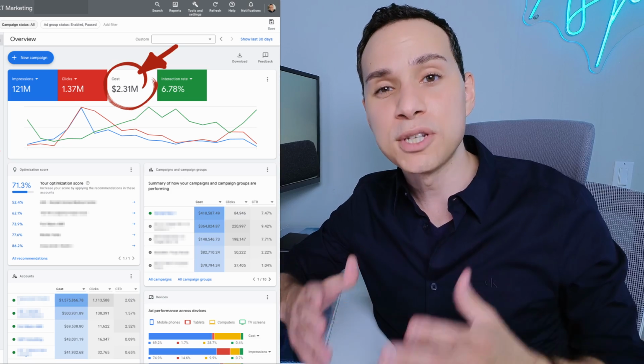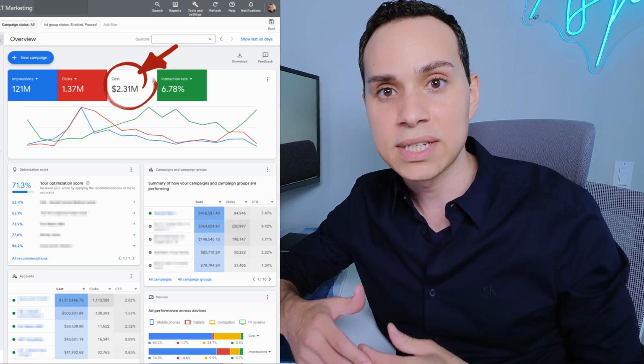After analyzing over 2 million in ad spend for ourselves and clients, here are the 7 steps that we always take to optimize campaigns, making sure that we're not paying too much per click and we're maximizing those conversions.